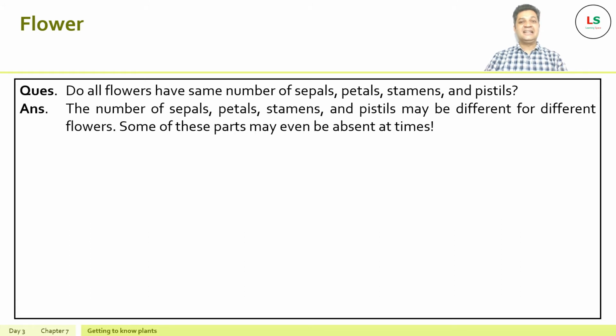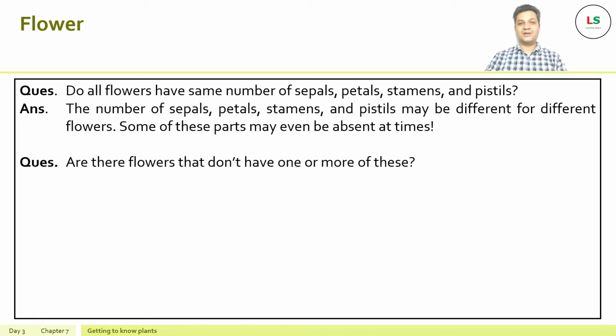So the answer is, the number of sepals, petals, stamens and pistils may be different for different flowers. Some of these parts may even be absent at times. Are there flowers that don't have one or more of these? Again, put on your thinking caps and keep thinking.